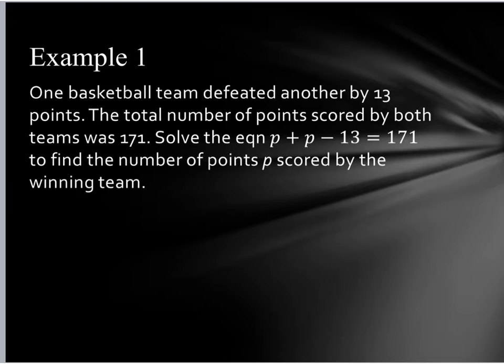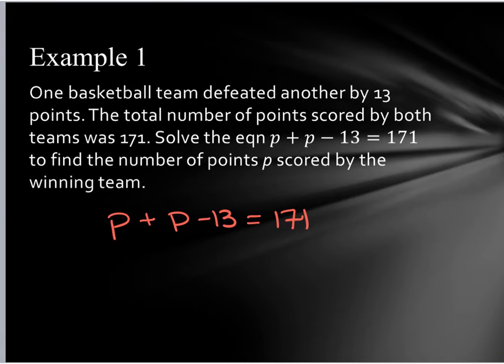So let's take a look here at example 1. It says, one basketball team defeated another by 13 points. The total number of points scored by both teams was 171. Solve the equation p plus p minus 13 equals 171 to find the number of points p scored by the winning team. So we have p plus p minus 13 equals 171.